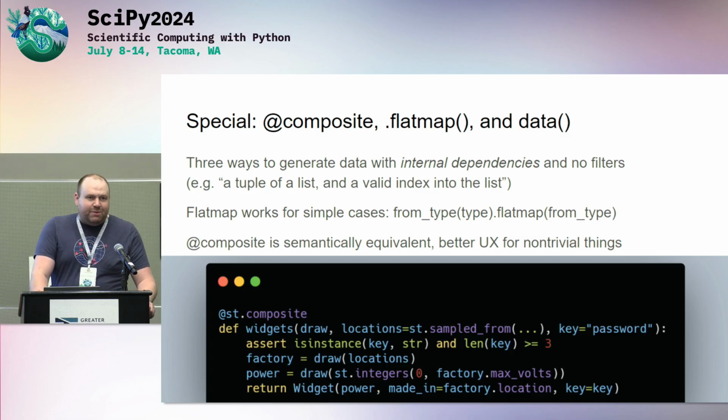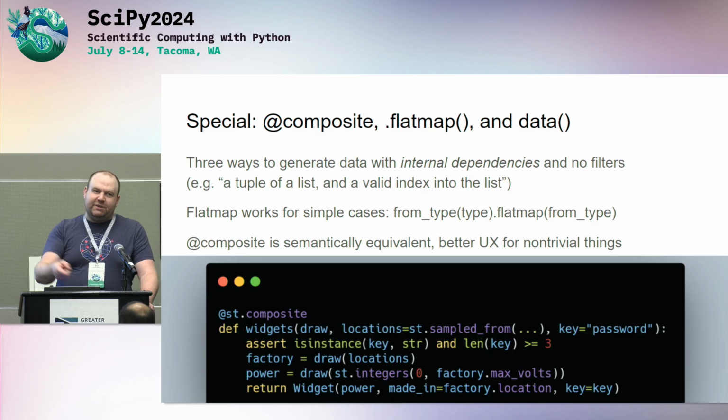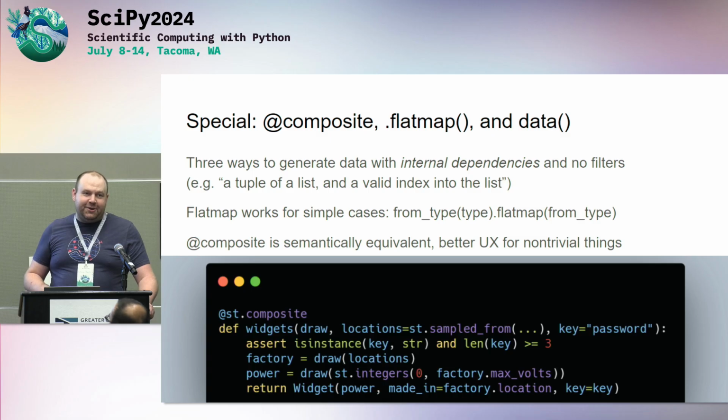There's also a flat map method, like the map method. Map takes a value and returns a value. With flat map, you supply a callable which takes a value and returns a strategy, and then the method draws a value from the strategy that you returned. So it's equivalent to composite. It is mostly useful for people who like cute functional programming tricks, but if that's you, we have it.